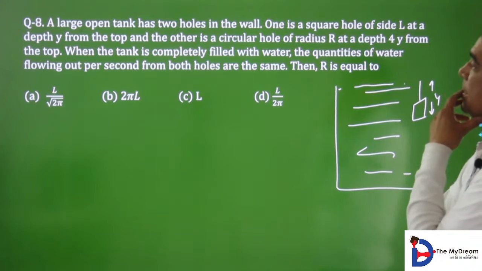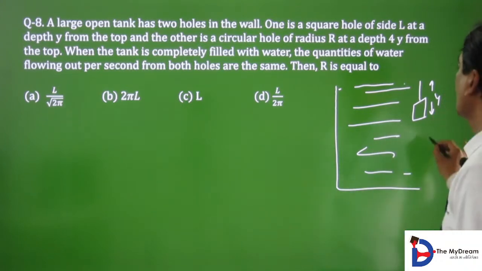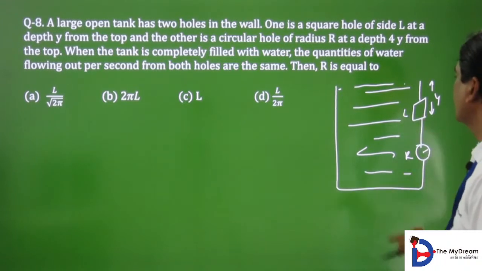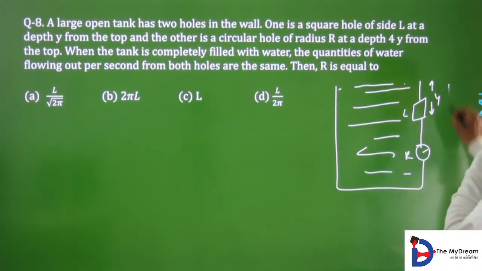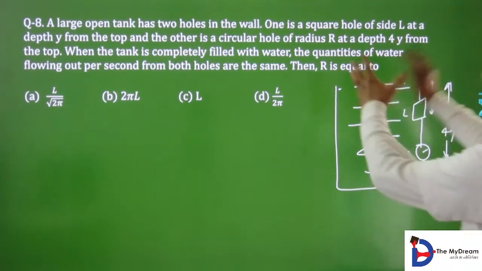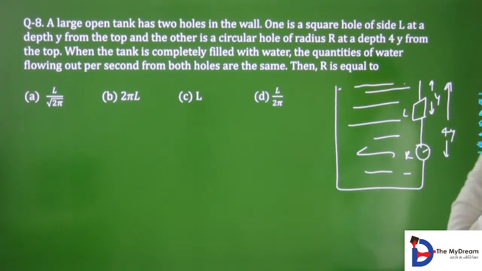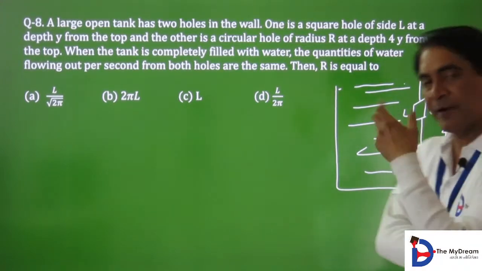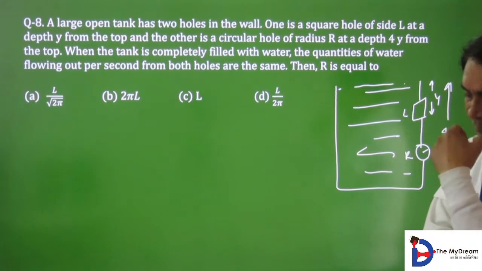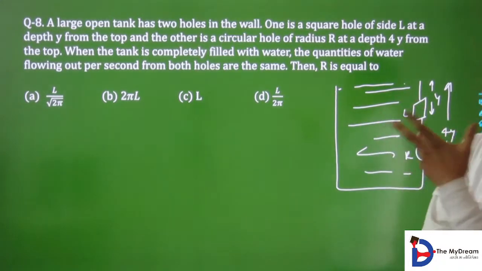And the other is a circular hole of radius r at a depth of 4y. When the tank is completely filled with water, the quantities of water flowing per second from both the holes are the same. It means the rate of flow is the same, the volume of the liquid flowing per second either from the square hole or the circular.